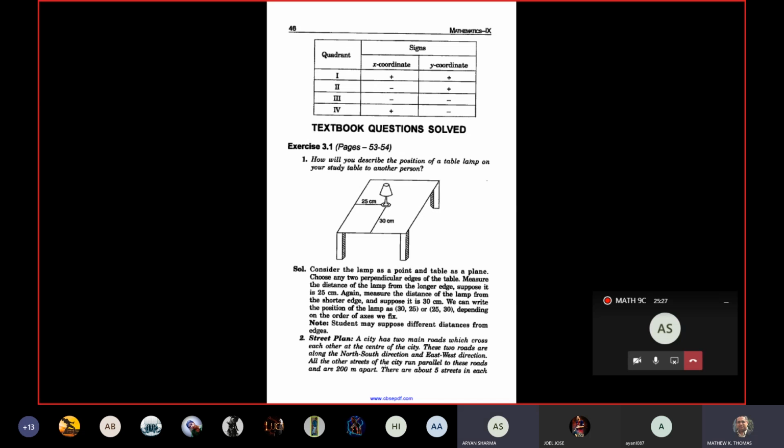Sir, do we have to note down the question also? No, the question is not needed, only the answer. The question is already there in the text.